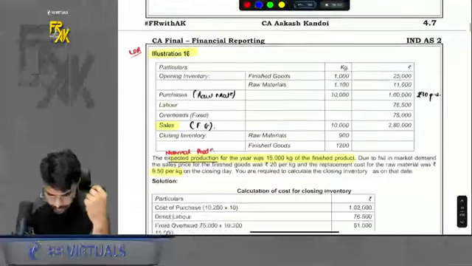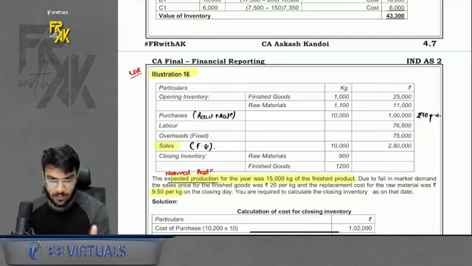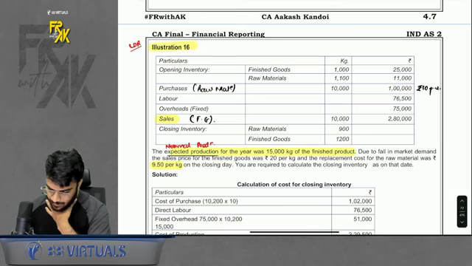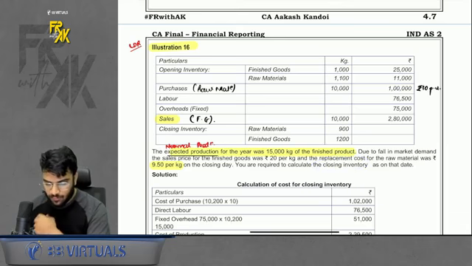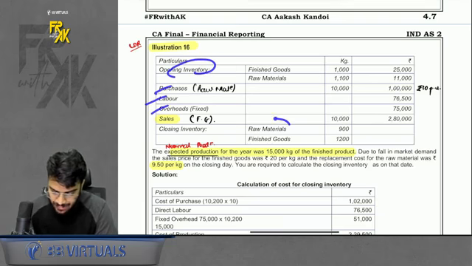One more good question is, I guess, illustration number 16. A fantastic question. Please do give it a read. I will of course revise this with you. What is there? So we need to again find the value of closing inventory. How do we find it? So now opening inventory is given, few expenses are given, closing inventory is also given.